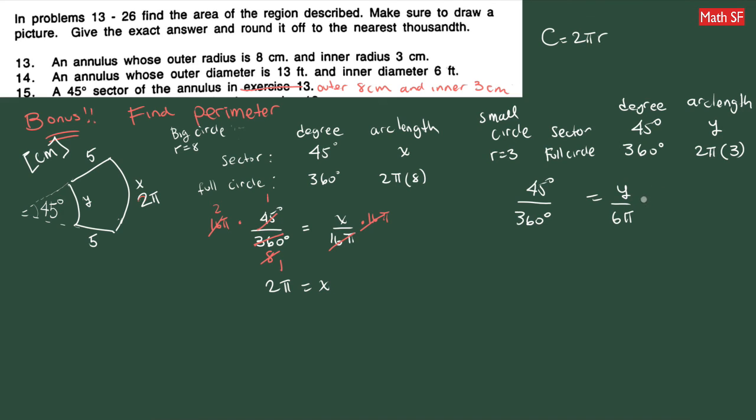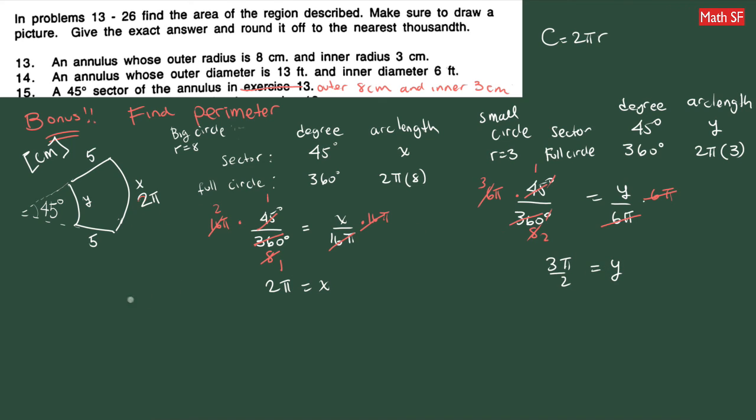Then I'm going to multiply each side by 6 pi. This is gone. I could apply the same approach here. 45 goes into 45 once, and 45 goes into 360 8 times. I probably can reduce this part here: half of 6 is 3, half of 8 is... so we get 3 pi over 2 equals y.